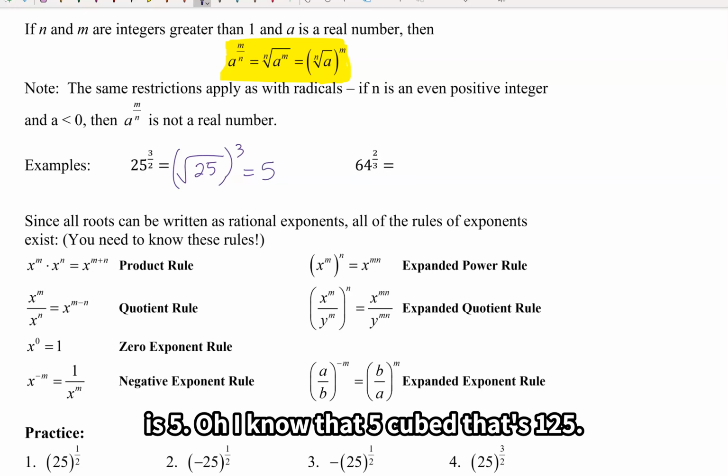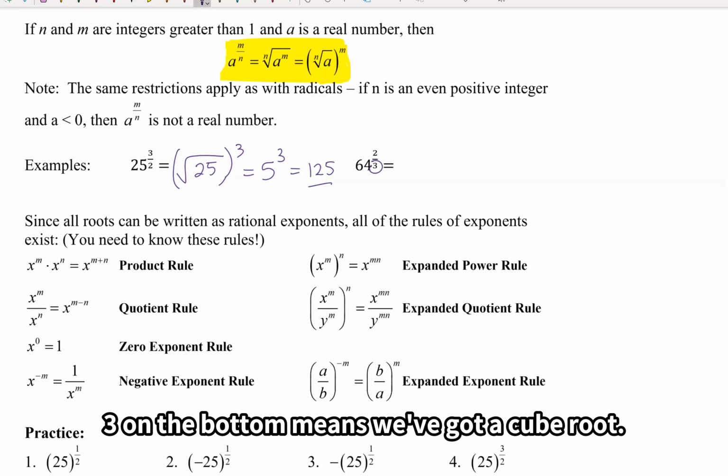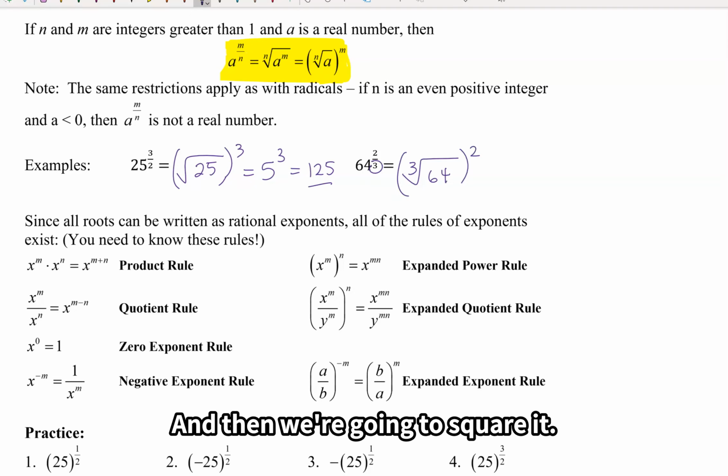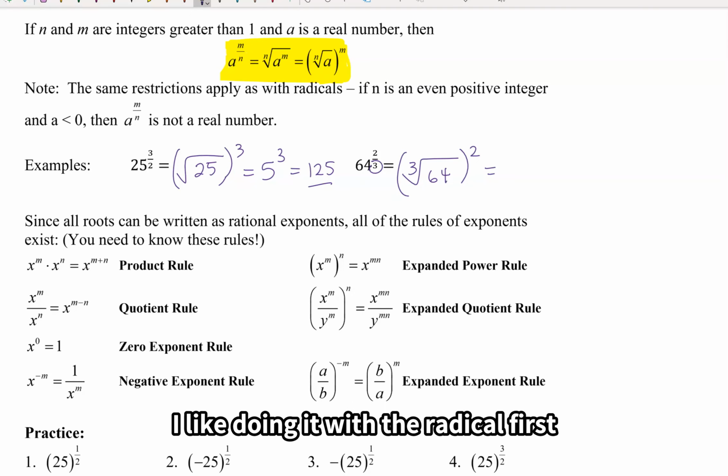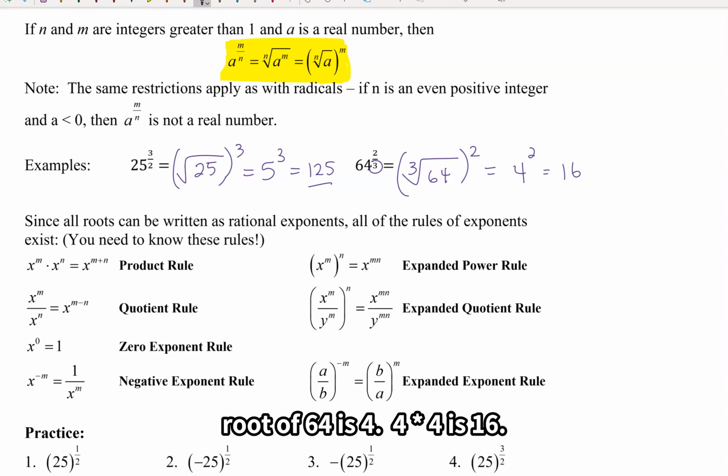Pause the video. Try not to use a calculator except to check your work. And then resume, and I'll have the answer for you. 64 to the 2/3. 3 on the bottom means we've got a cube root. And then we're going to square it. I like doing it with the radical first and then the exponent because the radical brings that number down to a smaller number that I can work with. Cube root of 64 is 4. 4 times 4 is 16.